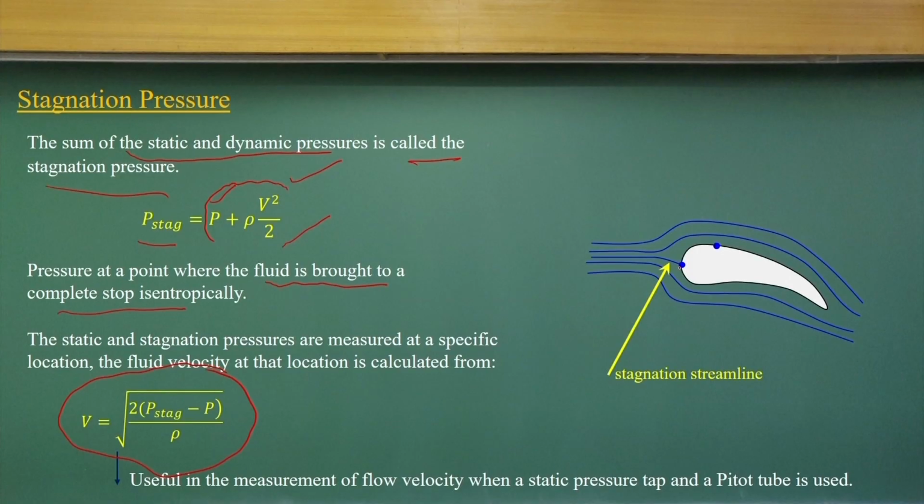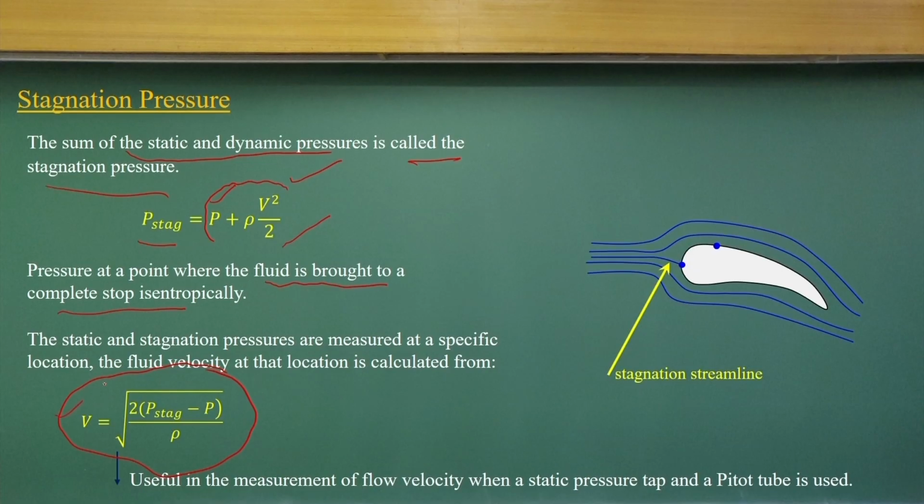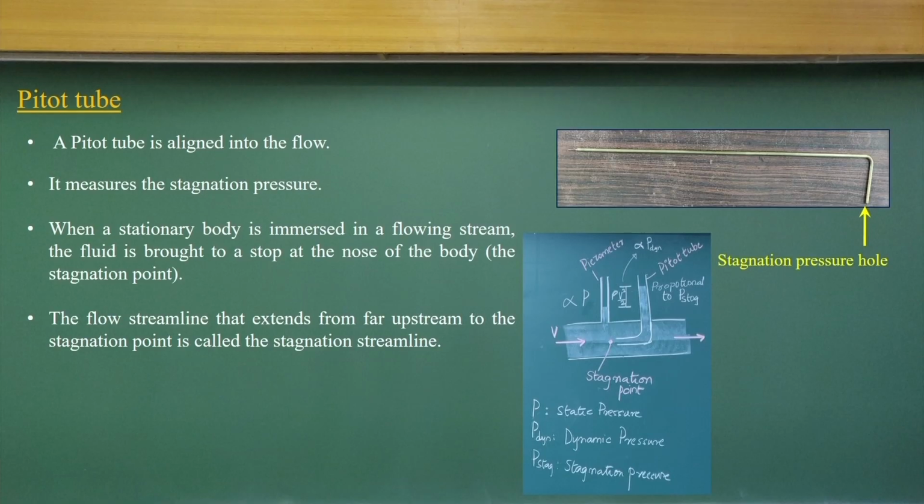To measure the air speed in any modern aircraft, we still use the same concept of measuring pressures. As you measure the pressure at this stagnation point and you know the atmospheric pressure, then we can easily find out what the air speed is. This is the equation used to measure the flow velocity when a static pressure tap and a pitot tube are used. This is the same concept of the pitot tube as I explained to you.